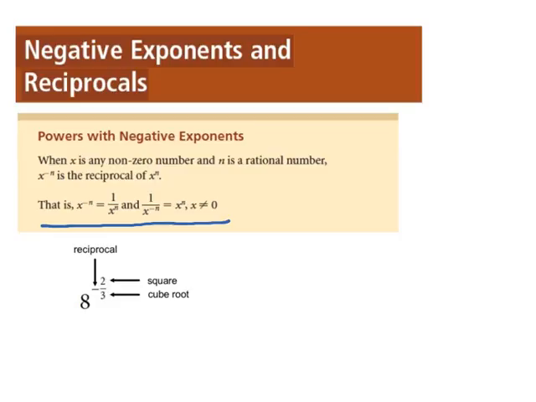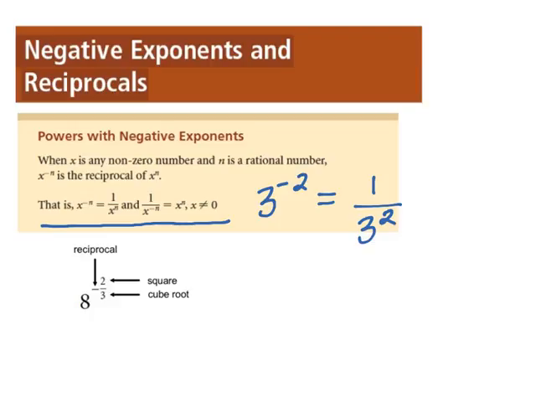So x to the power of negative n is equivalent to 1 over x to the power of n, meaning as follows. If we have 3 to the power of negative 2, it is the same thing as having 1 over 3 to the power of positive 2. It's the positive reciprocal.